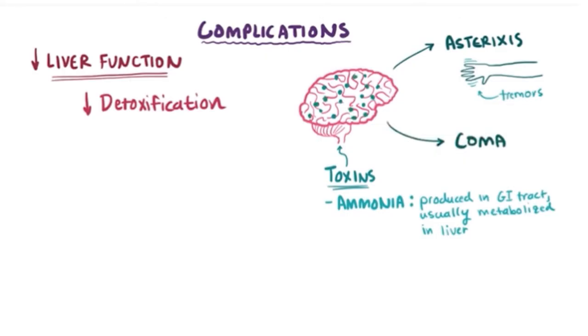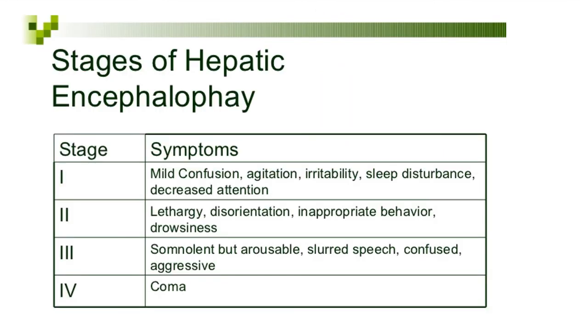Or which may terminate or result in deep unconsciousness or coma. So these are the stages of hepatic encephalopathy. You can see the display on the screen. There are four stages, stage 1, 2, 3, and 4. In stage 1, there is mild confusion, agitation, irritability, sleep disturbances, and decreased attention.